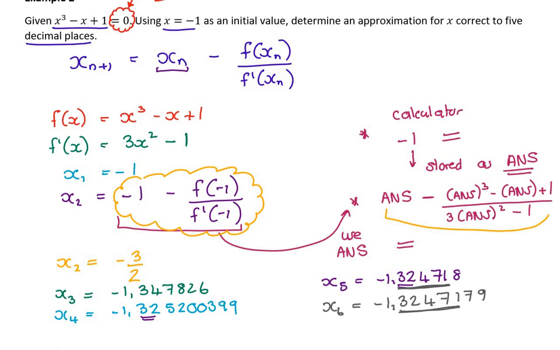Now, I often just push equals a couple of times, and what's interesting is that when I push equals, just out of interest, x number 7, I get minus 1.324717957, I think. And you'll notice that as many times as I push equals, it doesn't change. It's not changing because you've found the intercept.